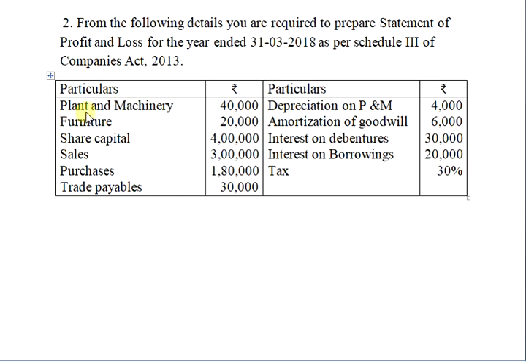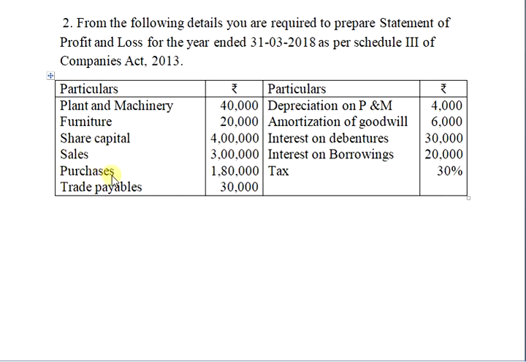Now coming on to this problem, so they are given particulars in rupees. Plant and machinery is given 40,000. We are anyway not concerned with this plant and machinery, but depreciation on plant and machinery should be considered. So ignore which point here? Plant and machinery. Furniture, no way concerned with the furniture. Ignore the point called furniture. Share capital, we are in no way concerned with the share capital, so ignore the point called share capital. Sales, we will be considering what here? Sales. So this sales 3 lakhs is nothing but what? You can take a pencil and mark it. So this 3 lakhs sales will be called revenue from operations.